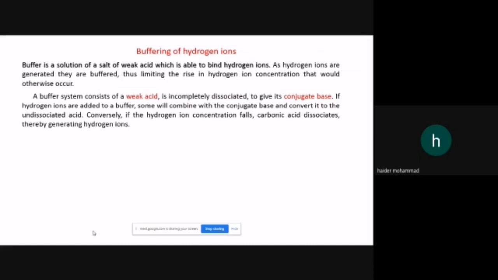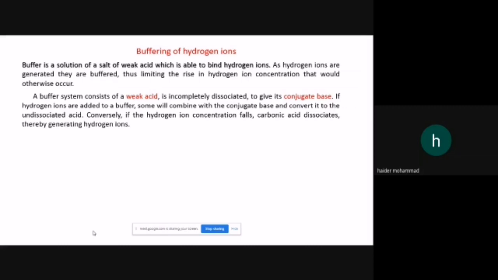Now let us know the mechanism, how the buffer works. The buffer system consists of a weak acid, as we said. This weak acid is incompletely dissociated, we said it undergoes partial hydrolysis to give a conjugate base. What does conjugate base mean? It means minus, so any plus, which is hydrogen ions, has a plus bind with it.